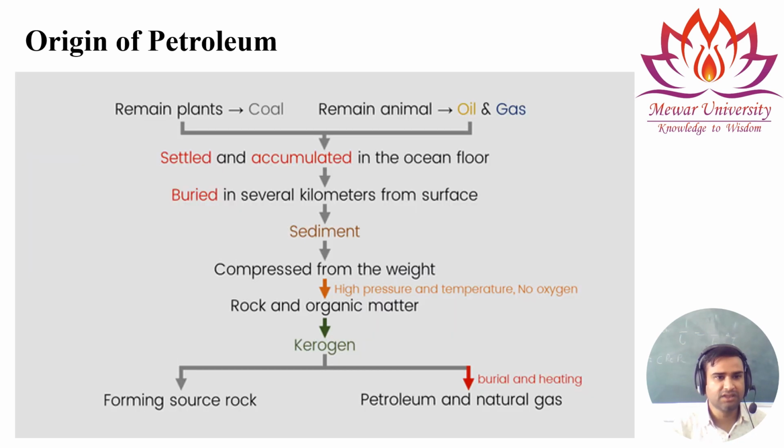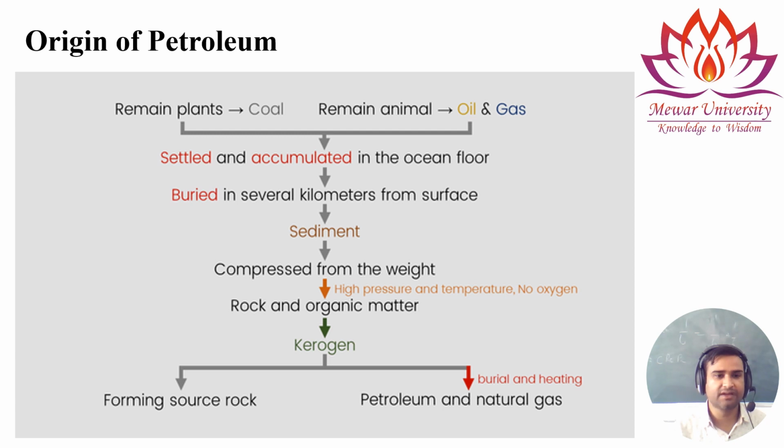Now talking about the origin of petroleum, this chart explains how petroleum originated. You can see the remains of the plants that converted into coal. It is called the Gondwana age in India. At that time there were many plants or trees that were deposited and they converted into coal, and the remains of animals converted into oil and gas. Both of them settled and accumulated on the ocean floor, and were buried several kilometers from the surface under the sediment, and compressed from the weight of the sediment. So this got converted into rock and organic matter.